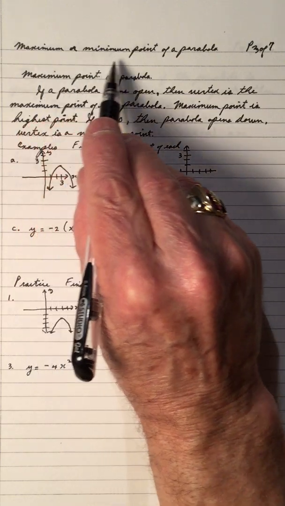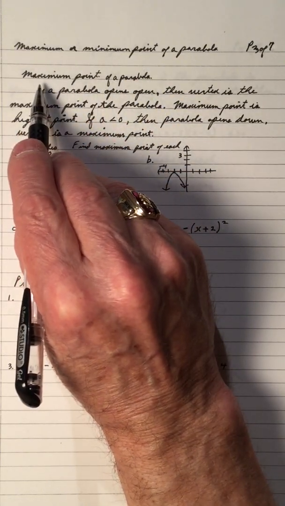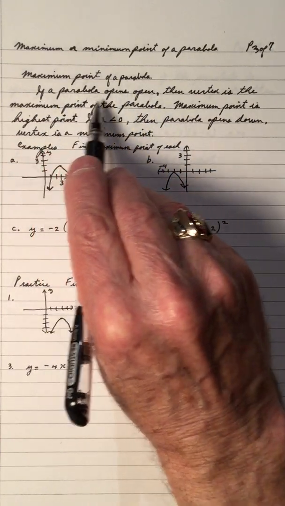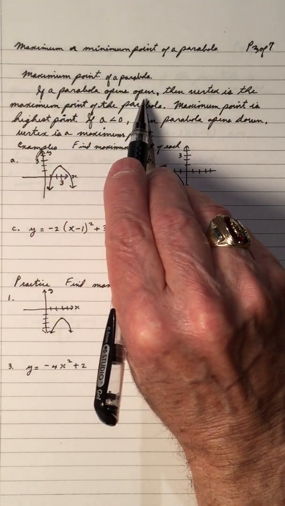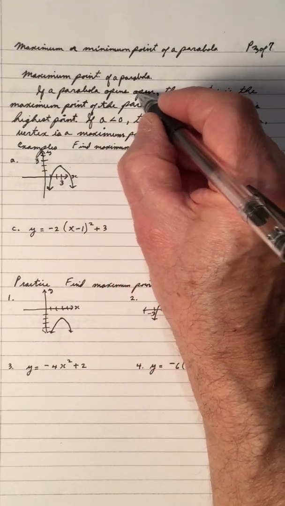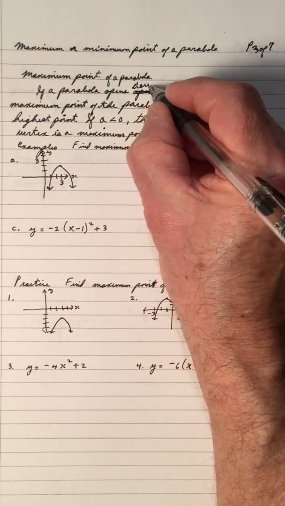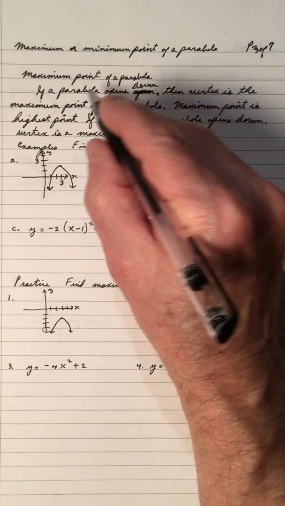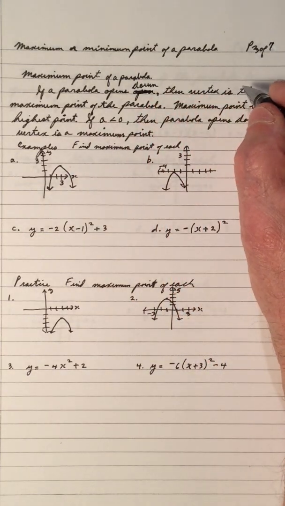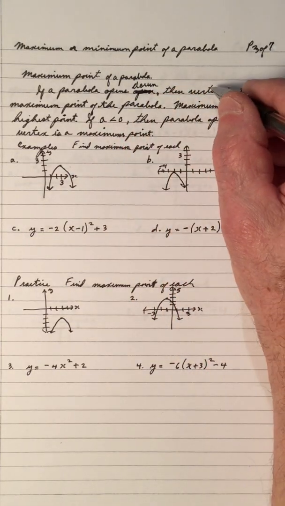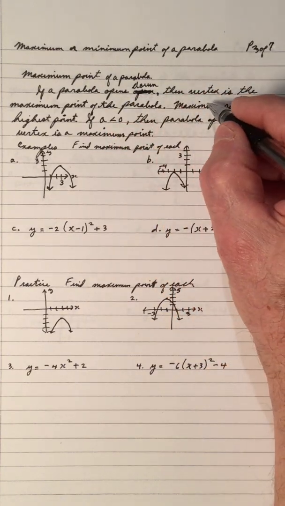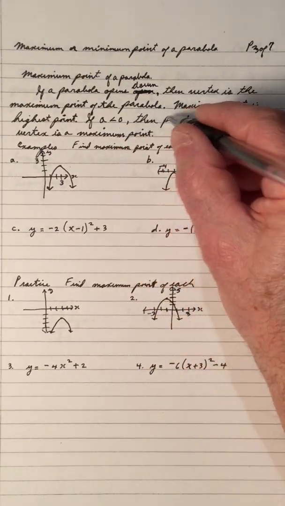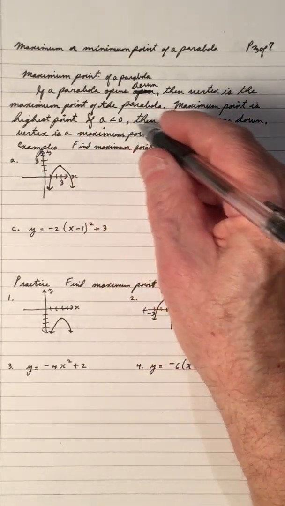Now we looked at the minimum point. Now let's look at the maximum point of a parabola. If a parabola opens down, I said opens up, I should have said opens down. If a parabola opens down, then the vertex is the maximum point of the parabola. The maximum point is the highest point in a parabola. If a is less than 0, then the parabola opens down. The vertex is the maximum point.